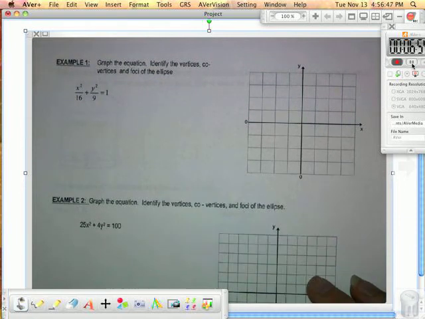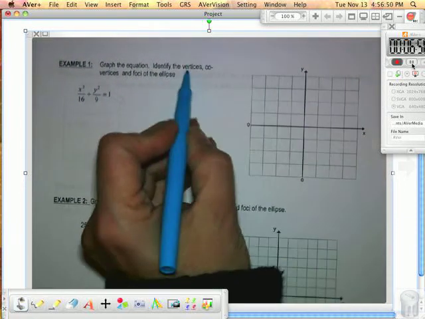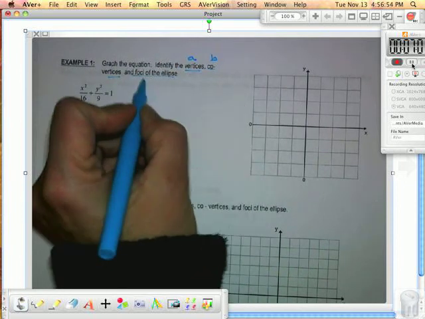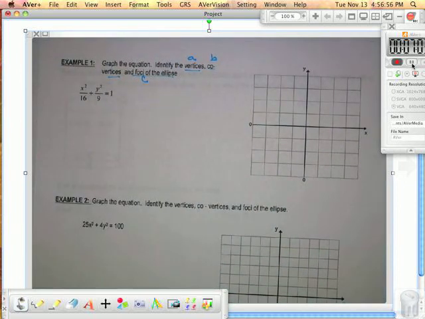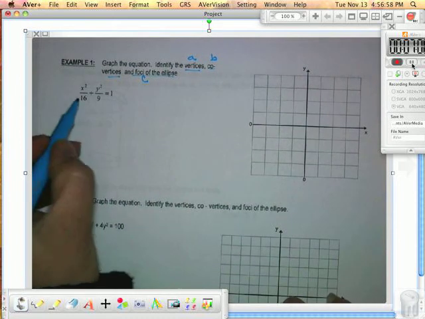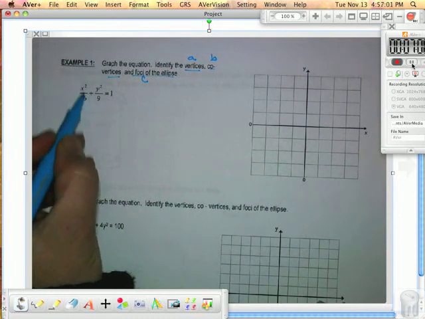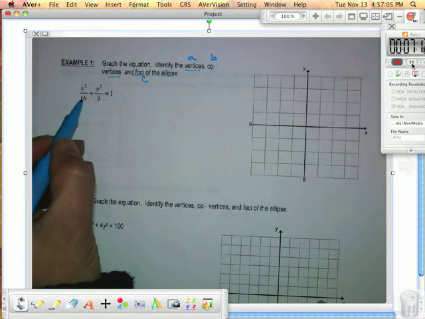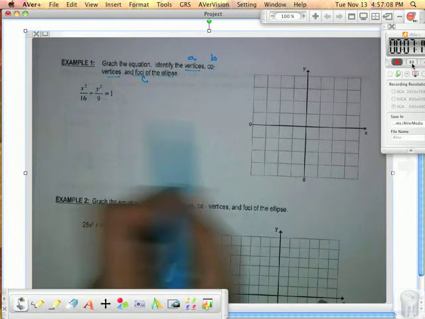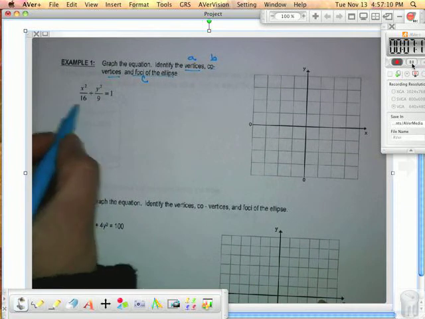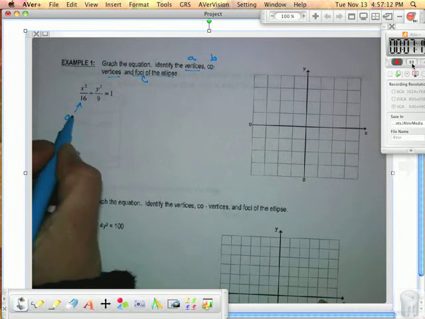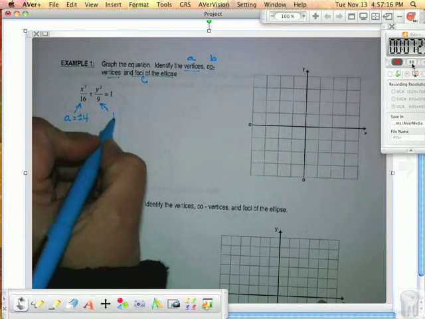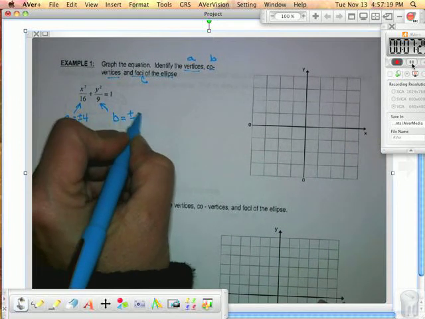So it says graph the equation, identify the vertices, the covertices, and the foci. This is a, this is b, and this is c, remember. So it's real easy to identify a and b from the equation given. Remember, a squared is always under the longer axis. So since 16 is bigger than 9, I know that it's going to be a horizontal ellipse, and a is going to be positive and negative 4. b is going to be plus or minus 3 when I take the square root.